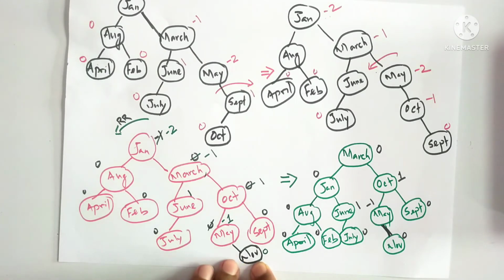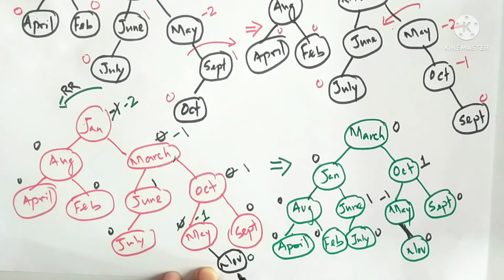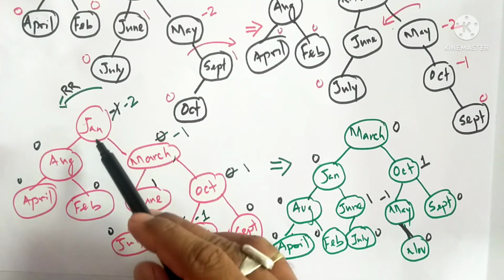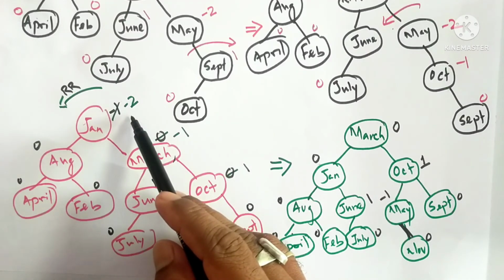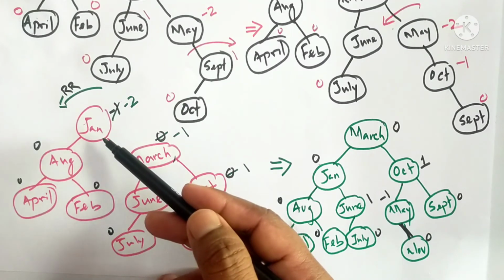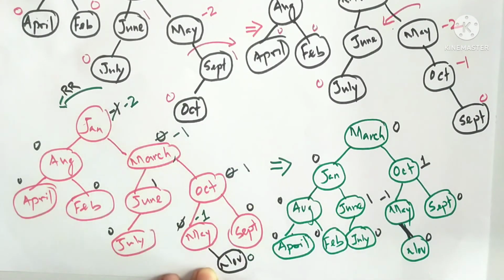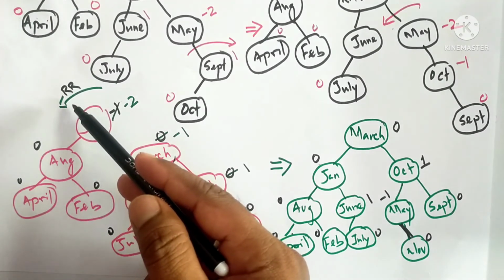Now you just insert the next month after October, which is November. We are going to insert November, then measure the balance factor. After inserting November, you will find that the balance factor of January is minus 2. Now this critical node is January and the new node is November. January is having critical node value minus 2 and the new node is November, which is inserted in the right subtree. So that's why we have to apply the RR rotation.